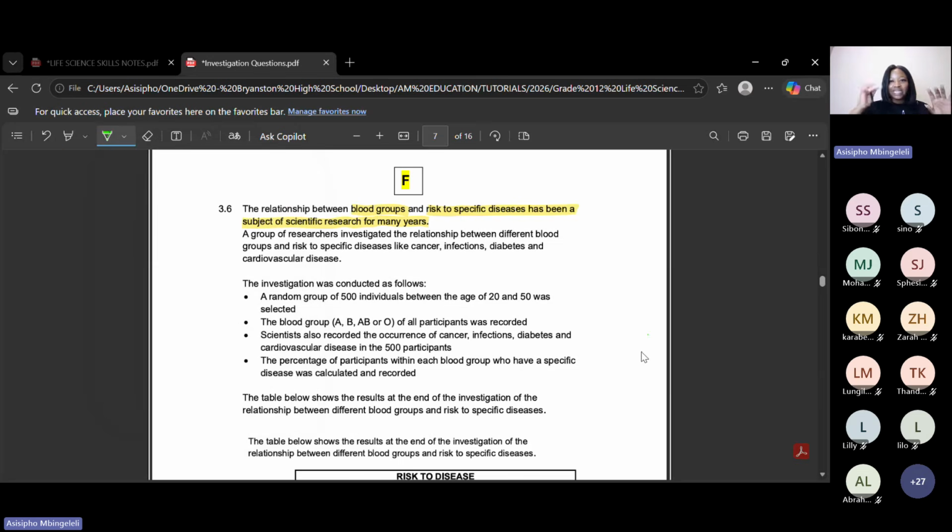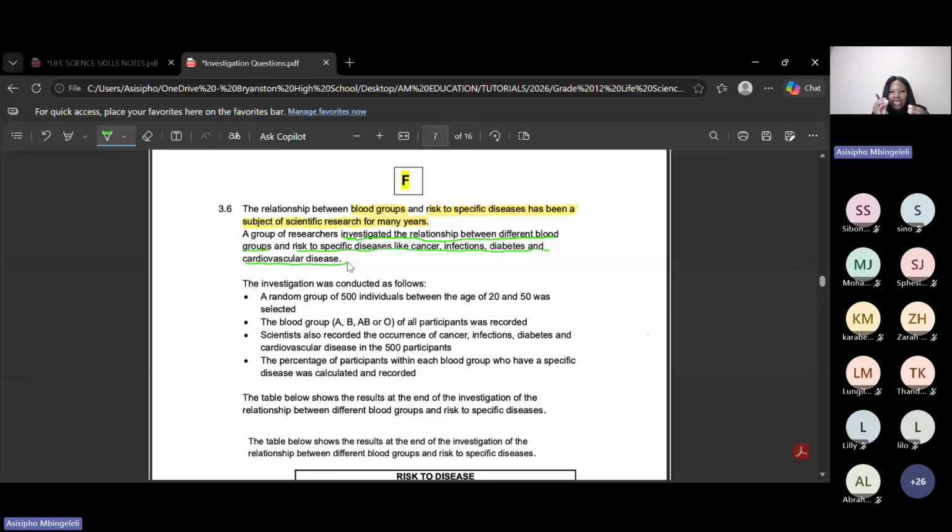In your investigation, I need you to highlight the aim. When you get confused about the investigation, go back to the aim. A group of researchers investigated, this is the aim. The relationship investigated, that's your aim, investigated the relationship between different blood groups and the risk to specific diseases like cancer, infections, diabetes, cardiovascular disease. Sometimes you have to read the aim 3 times just to understand.